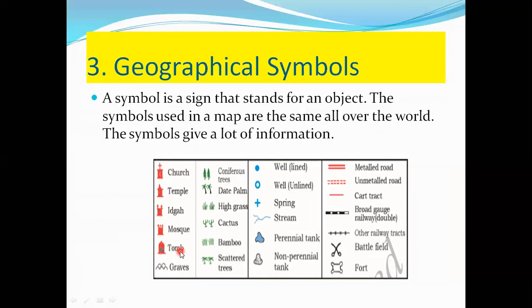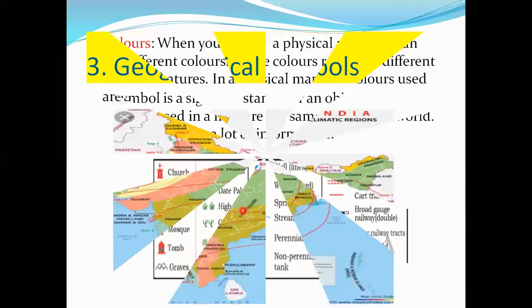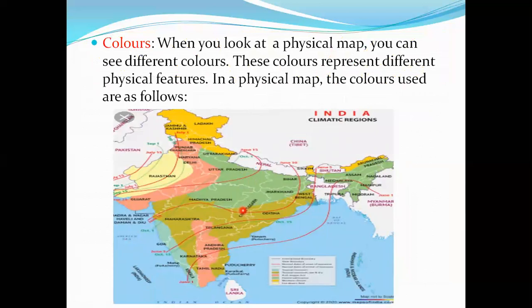Yes or no? See the trees and all, which tree is it? Coconut tree, date, palm, high grass, cactus, bamboo, scattered trees, like that. With the help of symbols, you can understand a place with a lot of information. And we can also see symbols as well as colors, children. When we look at the globe or map, you can see different colors. Yes or no? When you look at the physical map, you can see different colors.